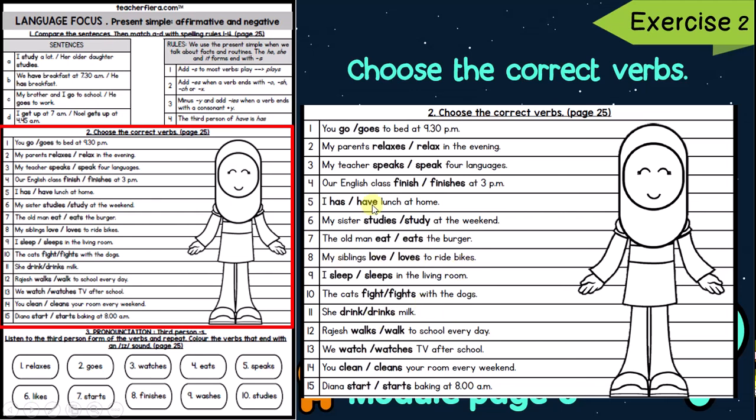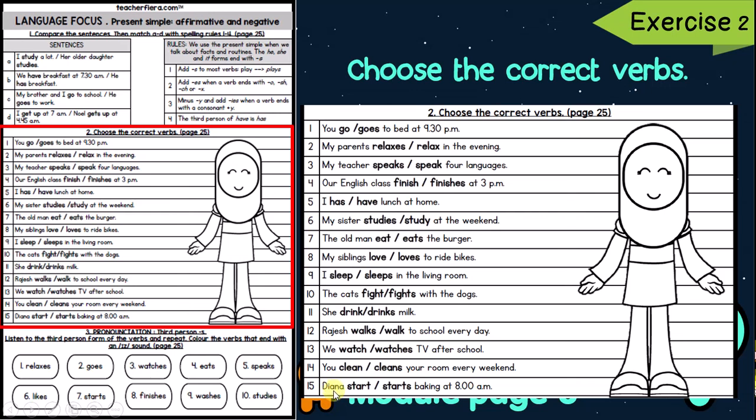Next, I will help you with number 15. Diana starts baking at 8 a.m. Okay, this is very simple. The verb is start or starts. Okay, pelakunya siapa? Okay, the subject is Diana. Diana is singular or plural? Seorang ke ramai? Seorang kan? So, Diana, kata ganti nama untuk Diana adalah she.